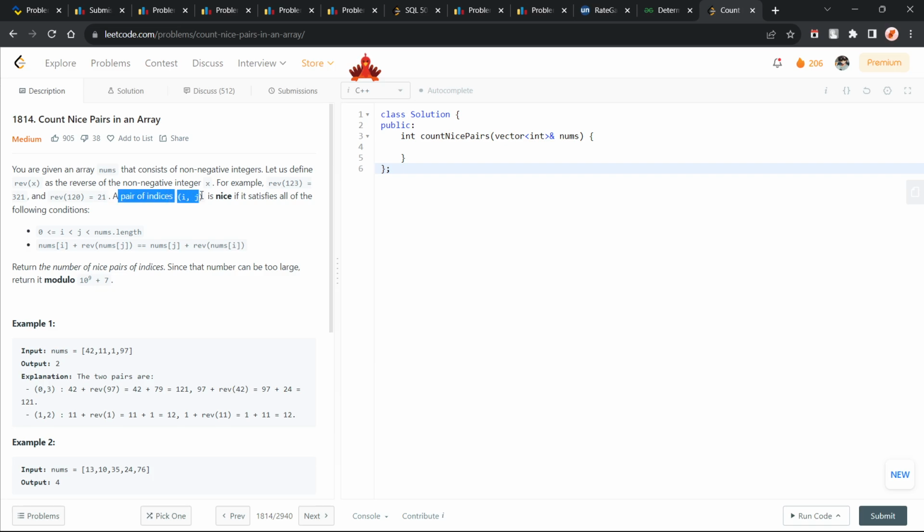And we have to count the number of pairs of indices i and j such that i is less than j. That means I cannot count the same pair twice. If I have counted (i, j), I cannot count (j, i), right? This is what they mean by i is less than j. And nums[i] plus reverse of nums[j] should be equal to nums[j] plus reverse of nums[i], right? So I'll explain what they're trying to say.